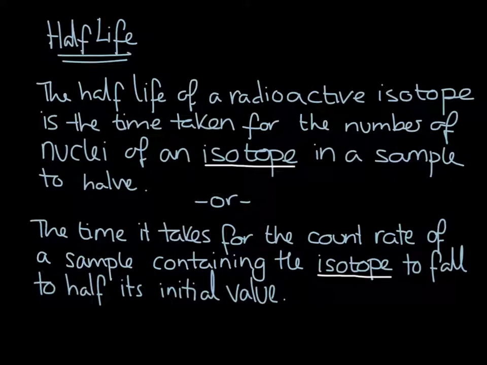So half-life is defined in one of two ways, doesn't matter which one you use. You can say that the half-life of a radioactive isotope is the time taken for the number of nuclei of that isotope in a sample to halve, or you can say the time it takes for the count rate of a sample containing the isotope to fall to half its initial value. Either of these definitions is fine, but what's really important is that we're thinking about the amount of time it takes for half of the nuclei to decay in a sample.